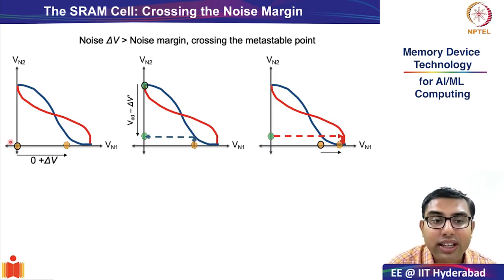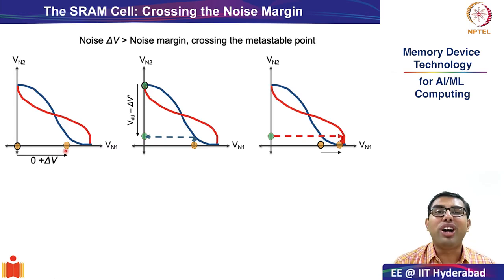From 0 state, you added a large enough noise, and now it has flipped to the new state. Okay, it has gone to the second stable state. From stable state 0, Vn1 has reached stable state 1. Okay, and both these things are very important.